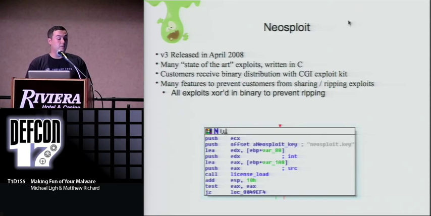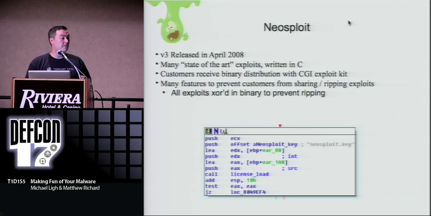So the Neosploit guys were probably one of the most advanced groups out there, and they were definitely very good on the business side. They wanted to protect their investments and their time, so they wrote all the code in C, so this wasn't like PHP or some other flaky web app. They wrote it all in C as a CGI, so they would give each of their customers a binary distribution that would have this whole kit in it.